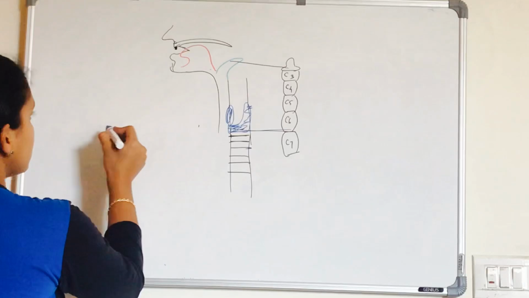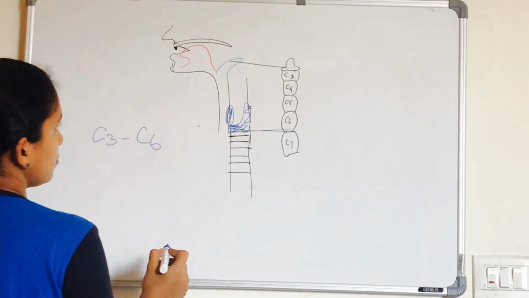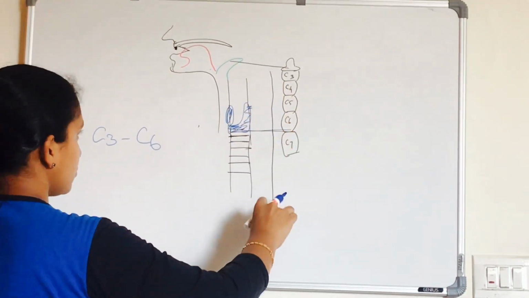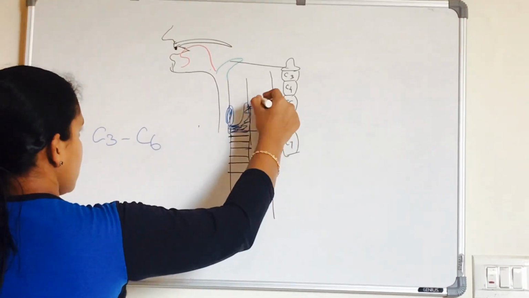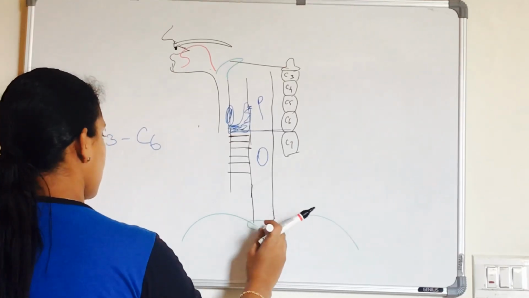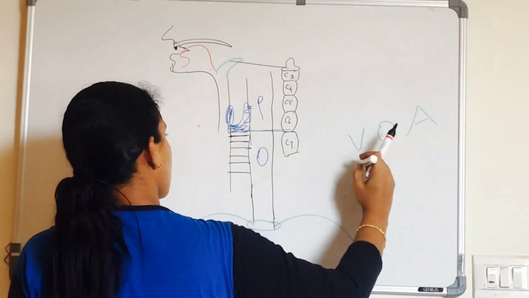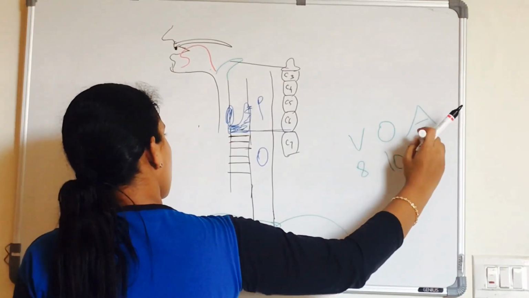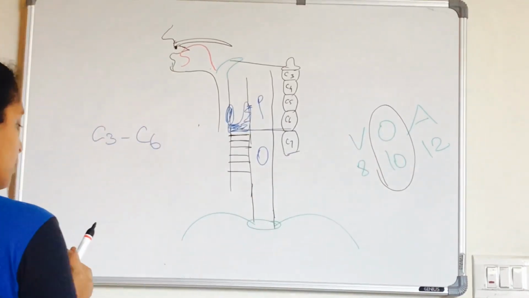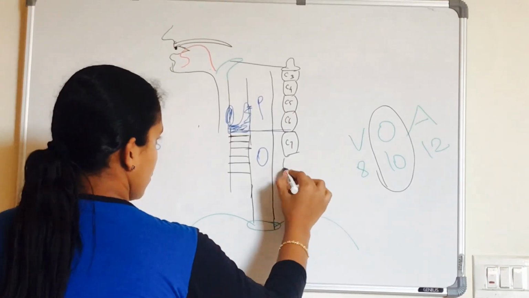Okay, similarly, the pharynx also extends from C3 to C6. Below the level of C6, it becomes the esophagus. So just remember, the extension of both the larynx and pharynx is from C3 to C6. Below that it becomes trachea and esophagus respectively. Okay, this esophagus pierces the diaphragm. We know the mnemonic 8, 10, 12, right? T10 vertebra. So the esophagus pierces the diaphragm at the level of the 10th thoracic vertebra.